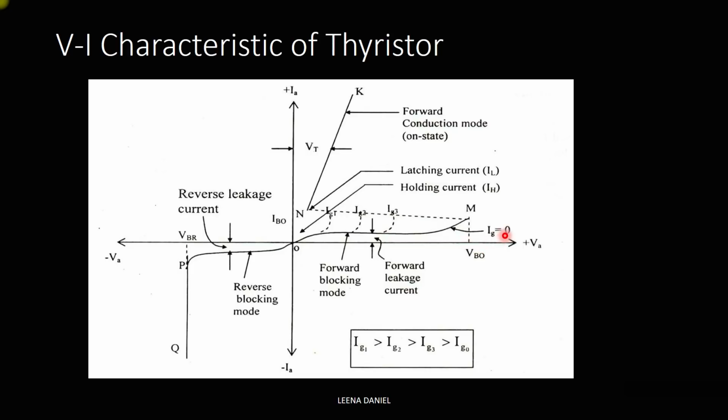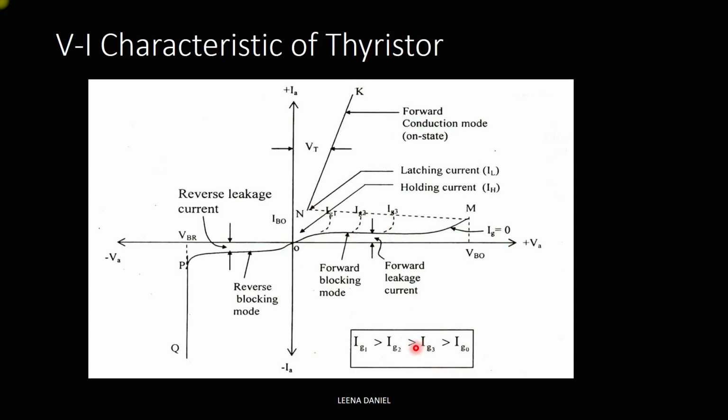What is Ig? Ig is gate current. If we are not applying any current or voltage across the gate terminal at this time, to make the thyristor turn on, we have to increase the voltage up to the VBO. But if I apply a signal or a small current across the cathode to gate terminal, the thyristor would turn on at this point only. It means we do not have to increase the forward voltage up to this VBO. Before this VBO, the thyristor gets turned on and the characteristic would be like this.